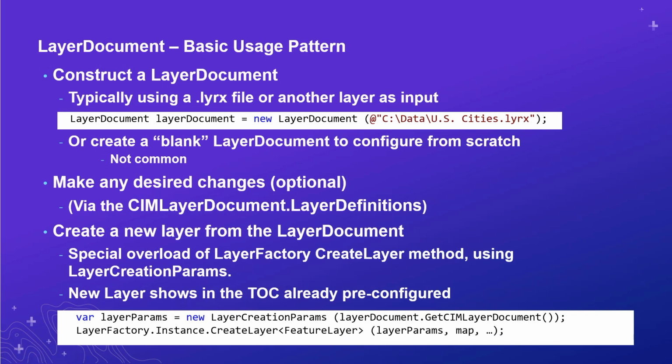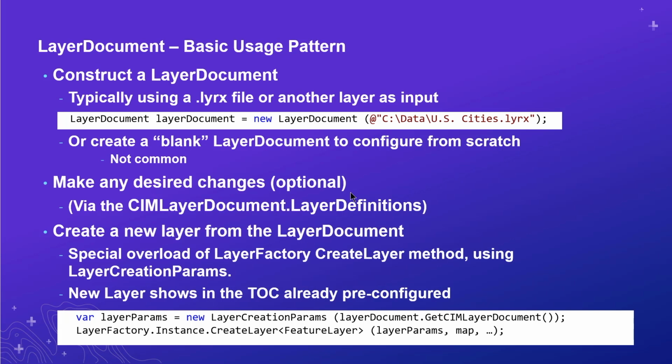Here is a pattern to use while working with layer documents. You construct the layer document first. There are three constructors available. You can use the layerx file stored on disk or an existing feature layer in your map. These are your typical options. You do have the ability to create a blank layer document that you have to configure from scratch, but this is rare. Then you access the SIM layer document's layer definitions property to make any changes you need.